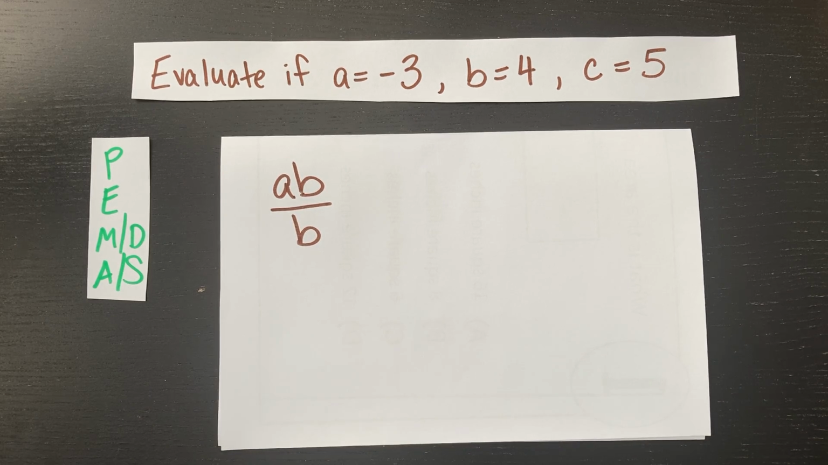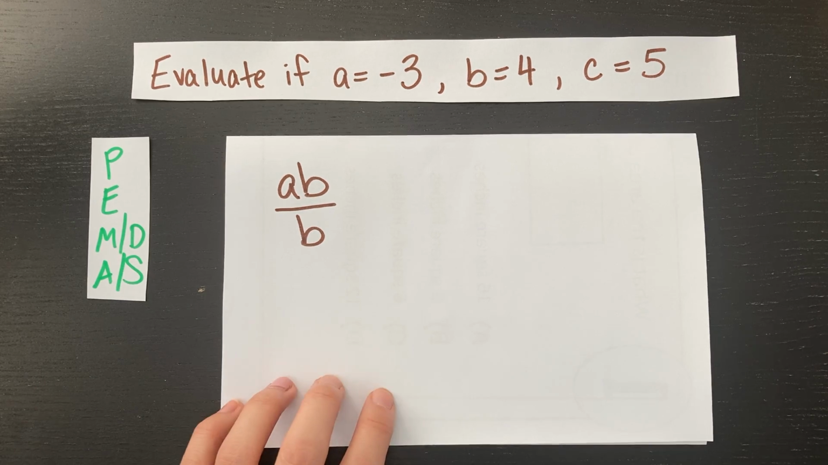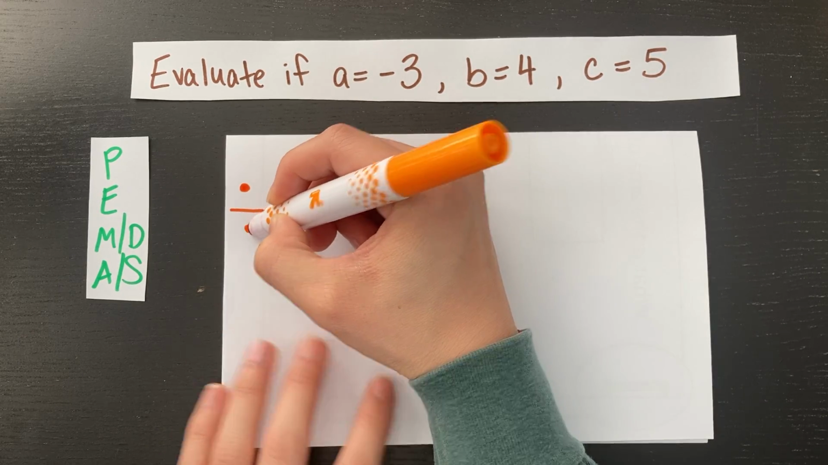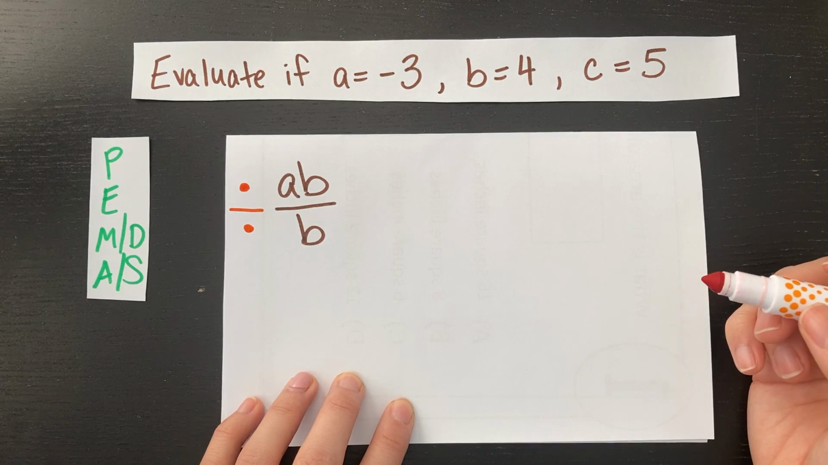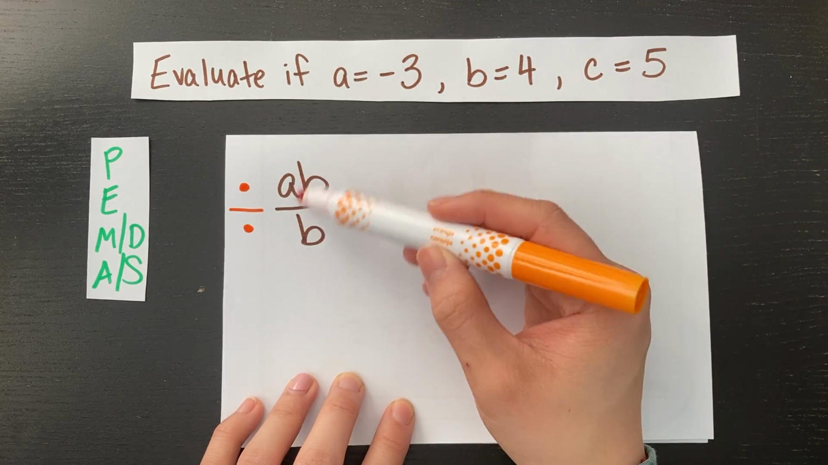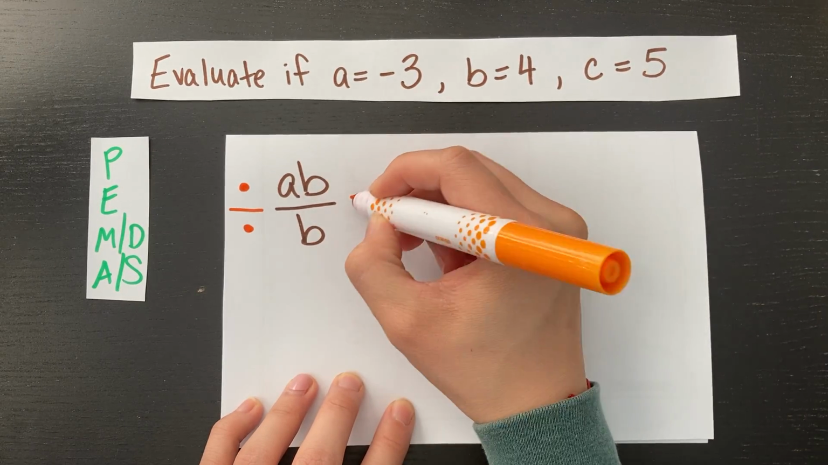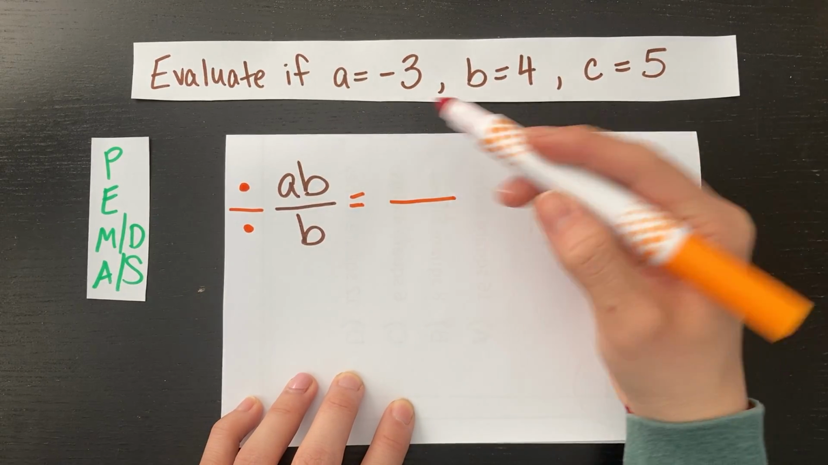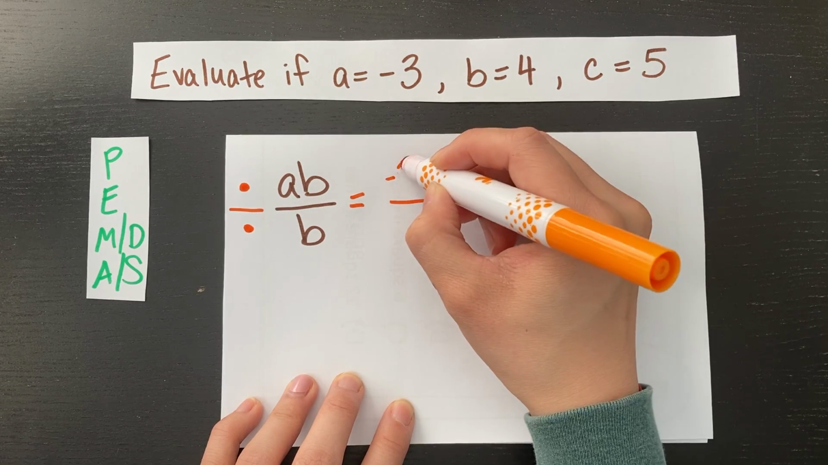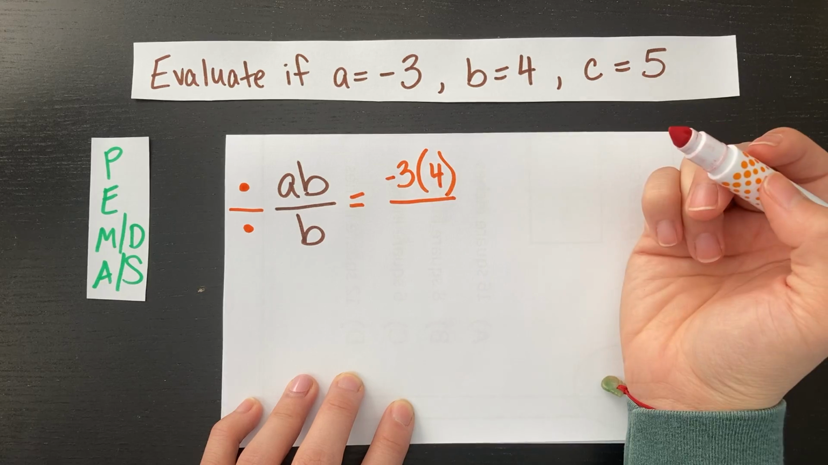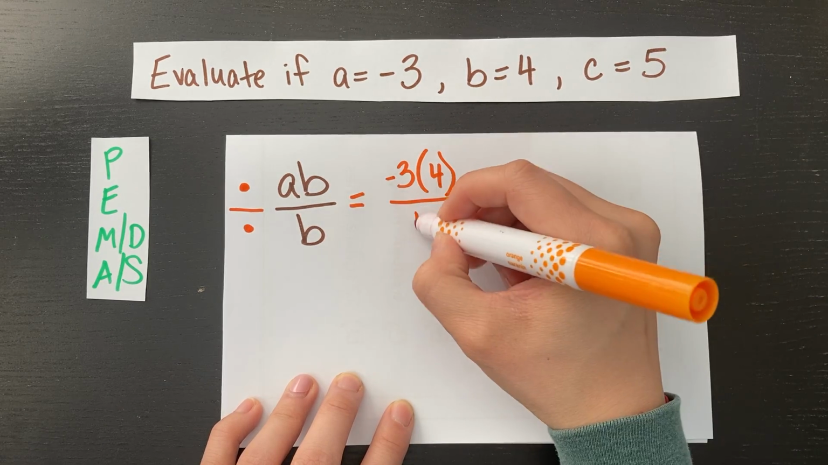Here is our first fraction. In a fraction, the operation that's happening is division. Remember, you can think of this as a division symbol. It looks a lot like a division symbol, but instead of these numbers, we replace those dots. So again, we're just going to rewrite this. A is negative 3. B is 4. And then over b, so over 4.